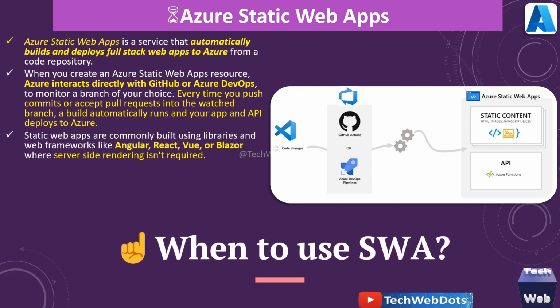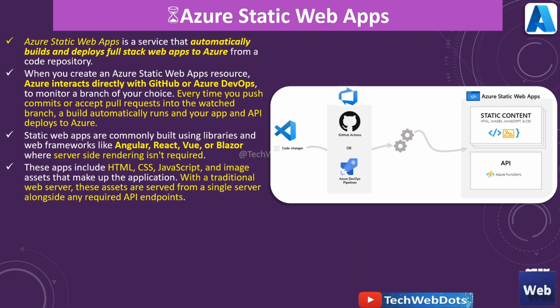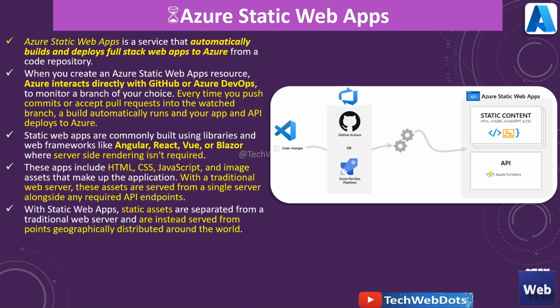Static web apps are commonly built using libraries and web frameworks like Angular, React, Vue, or Blazor, where server-side rendering is not required. These apps include HTML, CSS, JavaScript, and image assets that make up the application. With a traditional web server, these assets are served from a single server alongside any required API endpoint. But with a static web app, static assets are separated from the traditional web server and are instead served from points geographically distributed around the world.